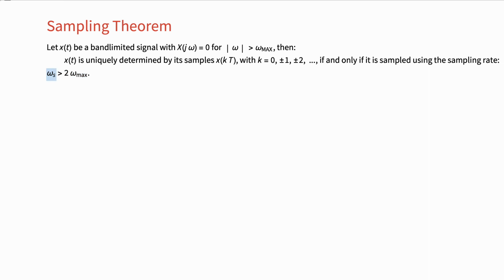Denoting the sampling rate by omega s, the sampling period will be 2 pi over omega s. And 2 times omega max is called the Nyquist rate. So the Shannon sampling theorem states that if you sample a signal x(t) at a sampling rate higher than the Nyquist rate, or 2 times omega max, you can completely reconstruct the signal x(t) using the sampled signal.